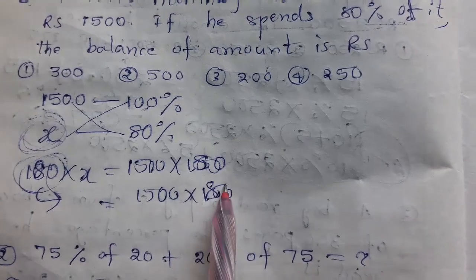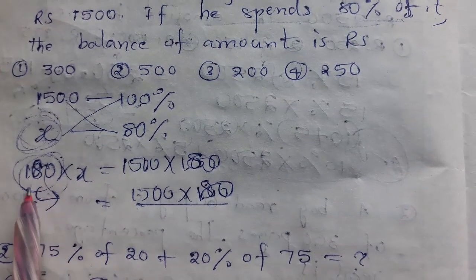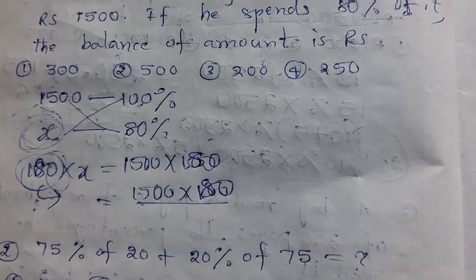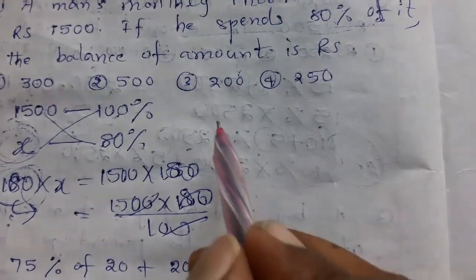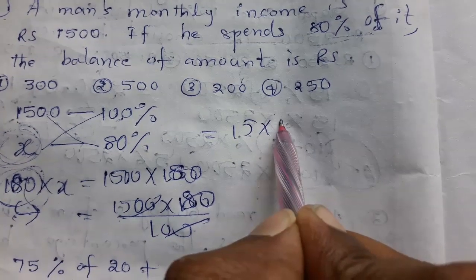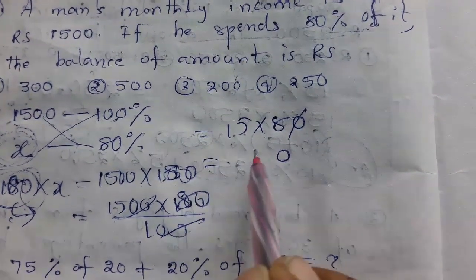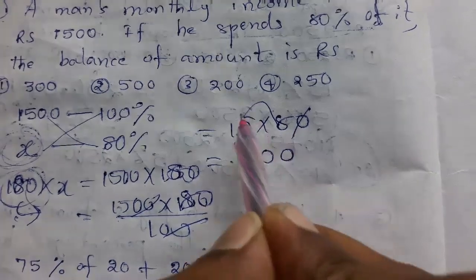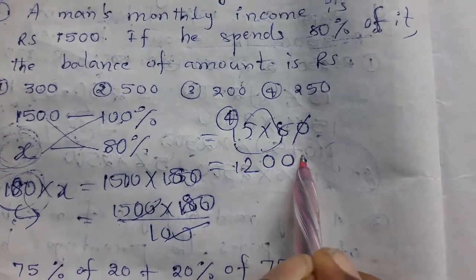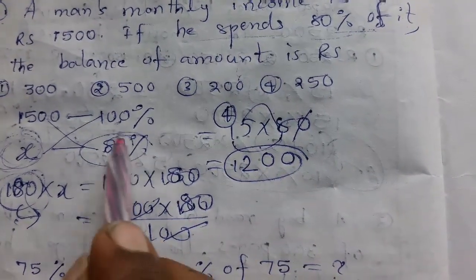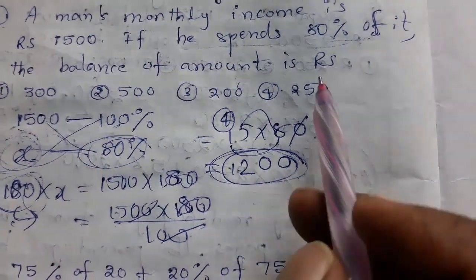Send this 100 to the other side. From right to left, on the left side it is multiplication, when it comes to the right side it becomes division. So these two zeros cancel. What is left? 15 into 80. So 0 as it is, 5 eights are 40, 0, 4 is carry, 1 eight is 8 plus 4, 12. So 80% he spent. How much money did he spend? That is 1200.